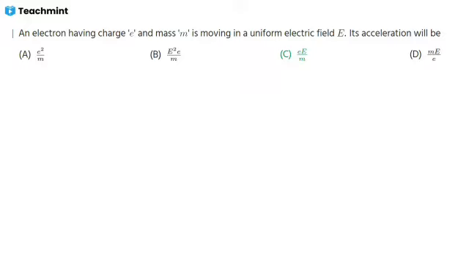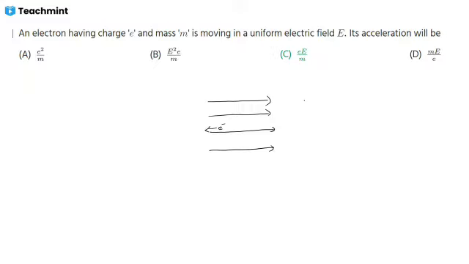An electron having the charge e and a mass m is moving in a uniform electric field capital E. Its acceleration will be? So the uniform electric field is like this. Now an electron is there in that uniform electric field, so generally the electron will be accelerated whenever it is placed in a uniform electric field.